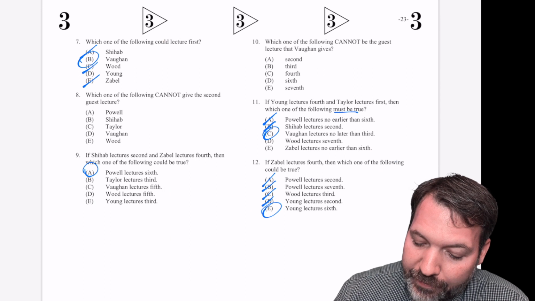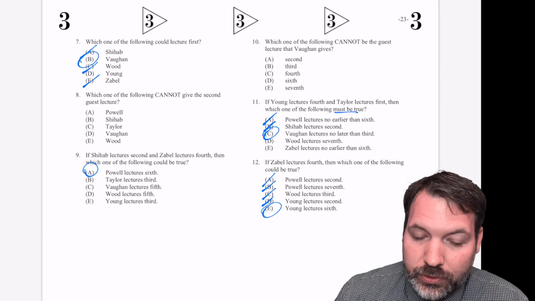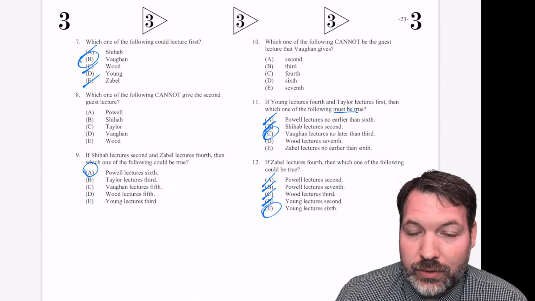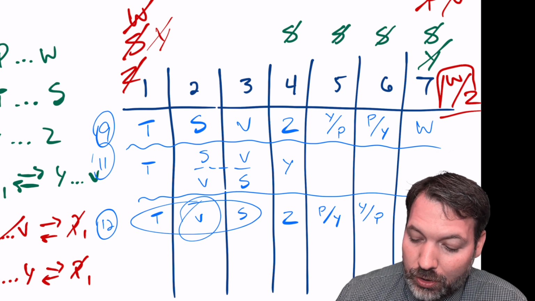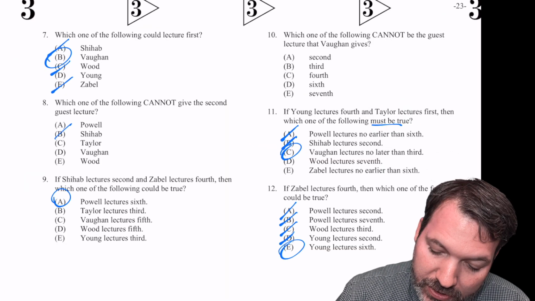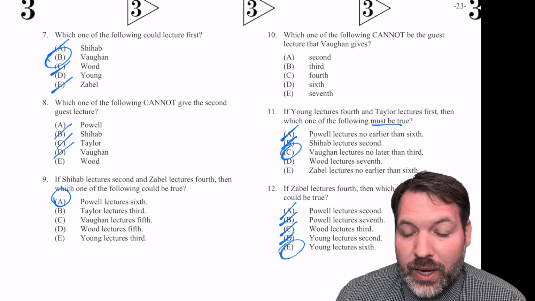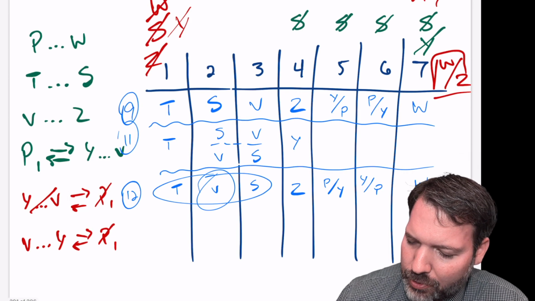Number 8, which one of the following cannot give the second lecture? Well, again, who have we already seen second? S, V, and possibly T all could have gone second. So B, C, and D we can eliminate from number 8 right away.